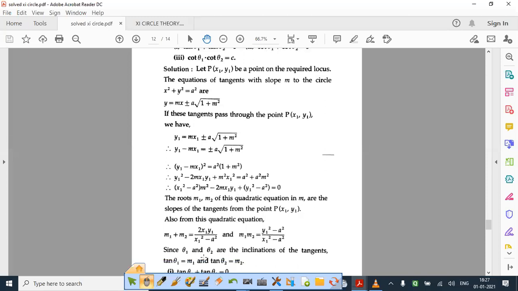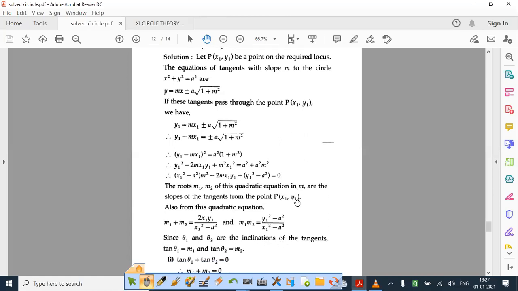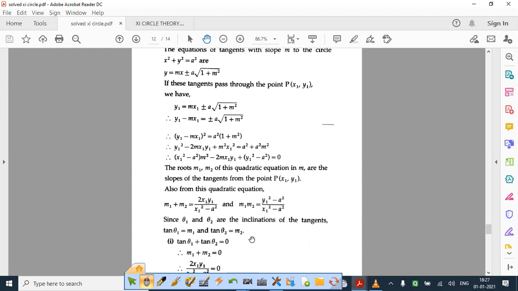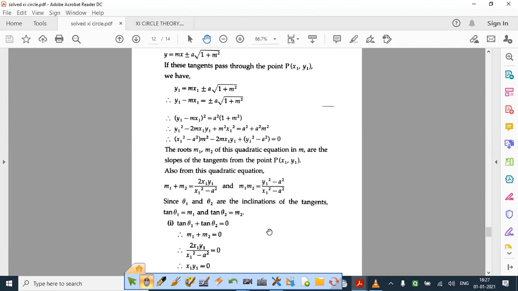Now this is the most important part. Theta 1 and theta 2 are inclinations of the tangents. So you should know that the tangent of inclination is nothing but slope. So tan theta 1 is m1 and tan theta 2 is m2. You have done this part in quadratics.